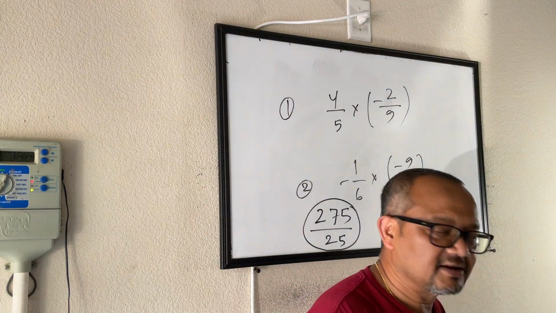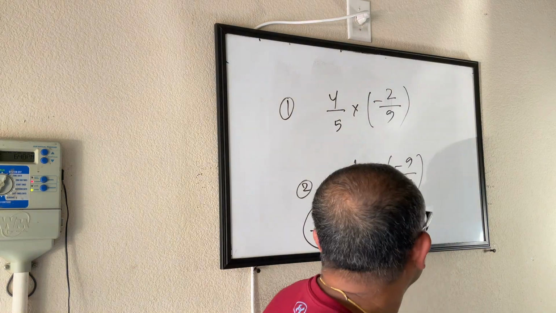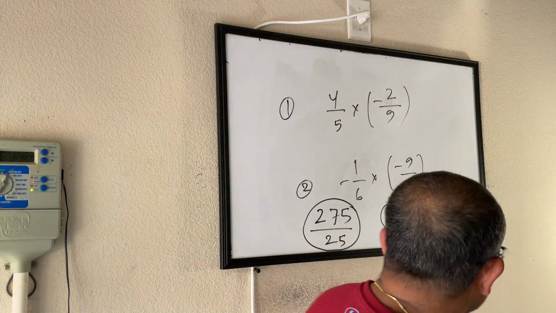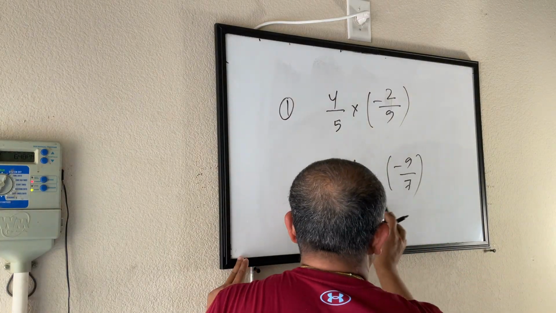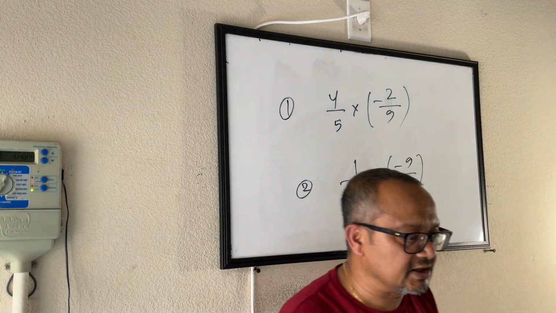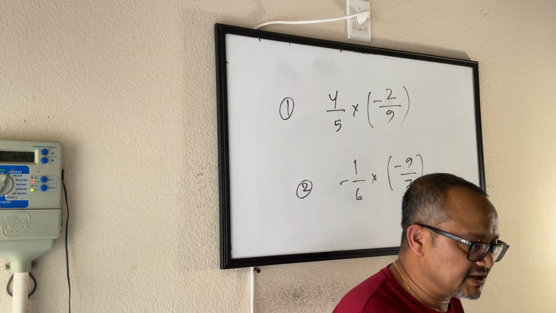For the first one, I got negative 8 over 45. Okay. And for the second one, I got 3 over 14. Okay. So again, it should have been like a breeze for all of you. As I can see, everybody is giving me the answer.